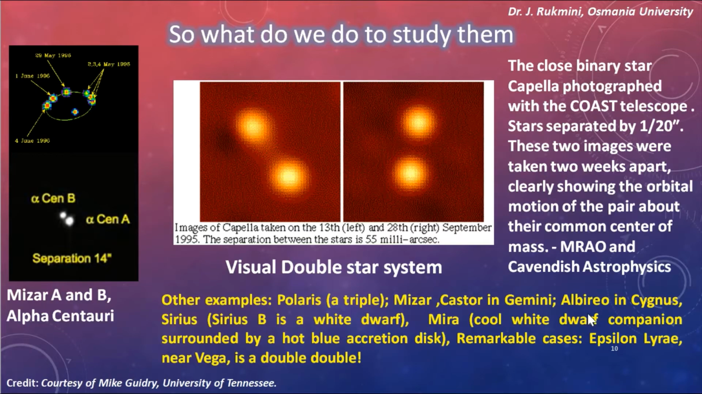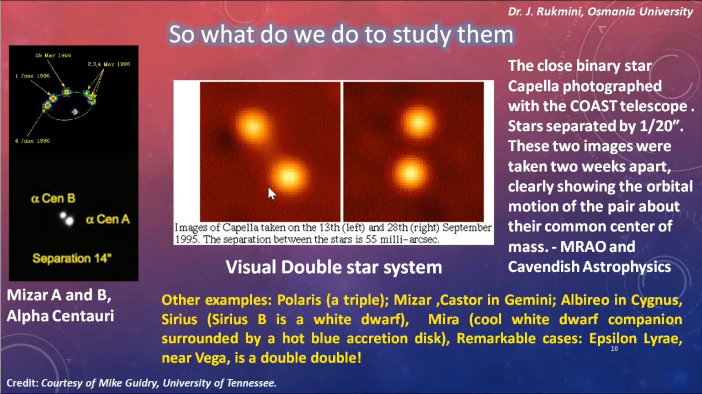So what do we do to study them? We take observations. The first one being visual observations, or imaging, where the periodic changes in the relative positions of both stars in the system help in studying them. For example, as we have seen earlier, Mizar A and B, or another example, Alpha Centauri, where the two components' positions also change relatively with time.